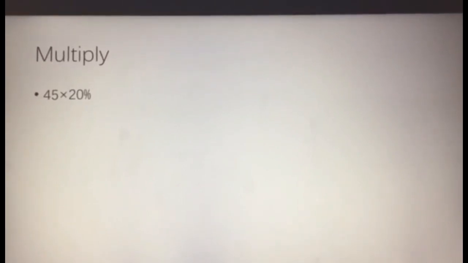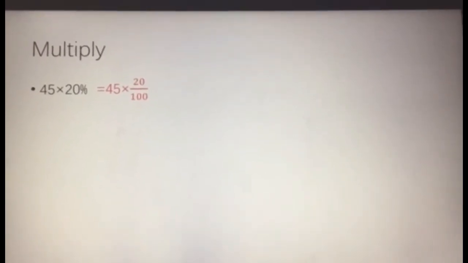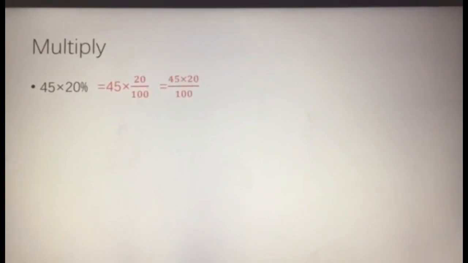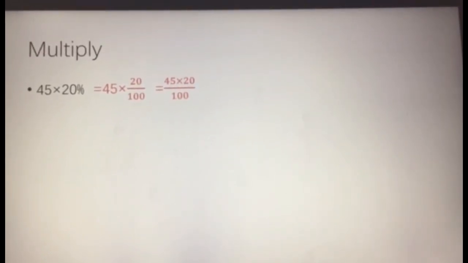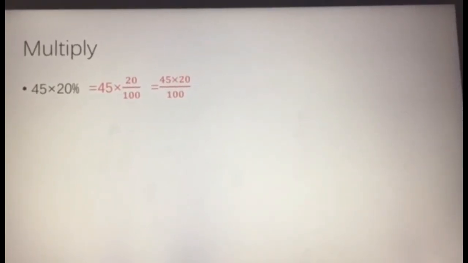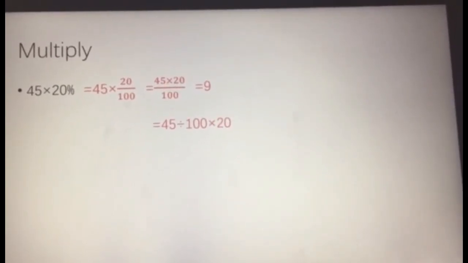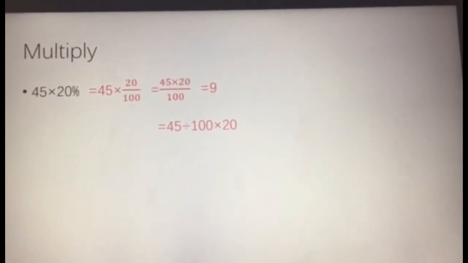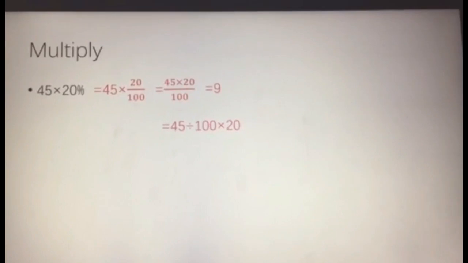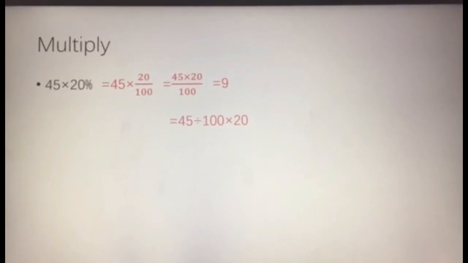Next one, multiply. If you have a whole number, multiply by a percent. What you can do is multiply the whole number by the fraction represented by the percent. And you all know how to do multiplication of a whole number and a fraction. You can do 45 times 20 divided by 100. You can get 9. Or you can do 45 divided by 100 times 20, and you get the same answer. So you know how to do questions like this. I have faith in you in that.